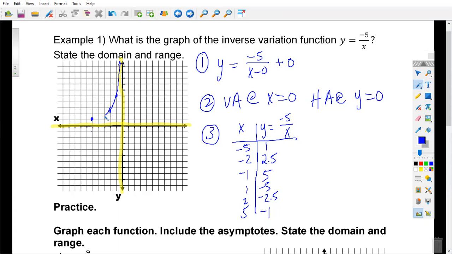And then you're just going to connect the dots and follow your asymptote. But do you cross it? No. You do your best not to touch it. So I'm at 1, -5. And then I'm at 2, 3, 4, 5.